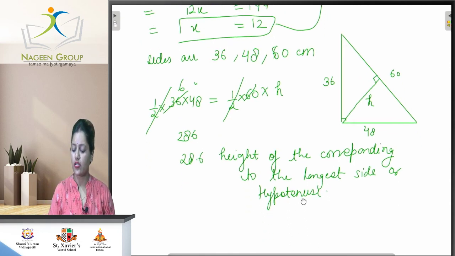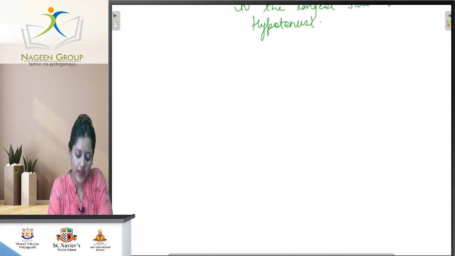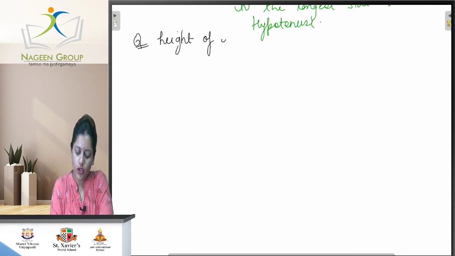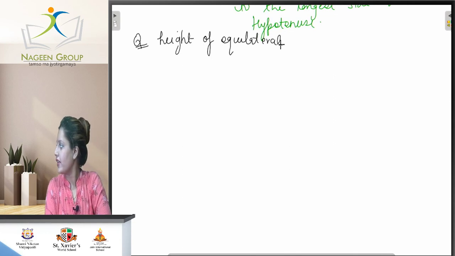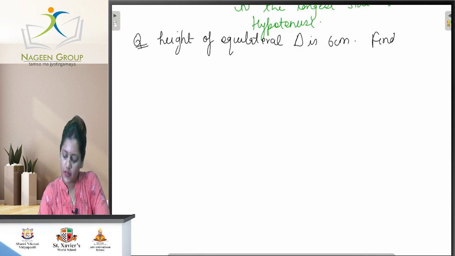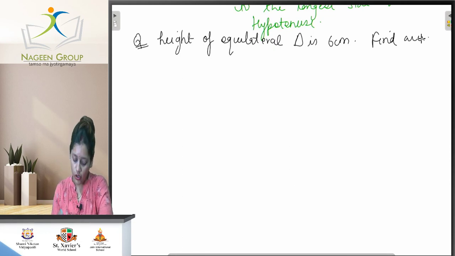Now there is another question related to the equilateral triangle. The height of the equilateral triangle is 6 centimeter. Find the area. So for the area, first you have to find the side by using the height of the triangle.